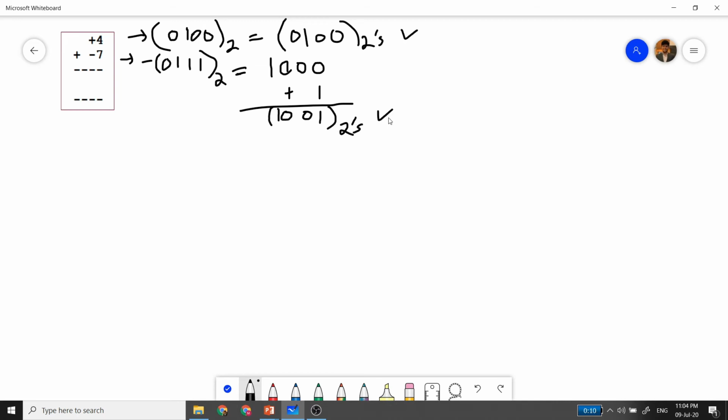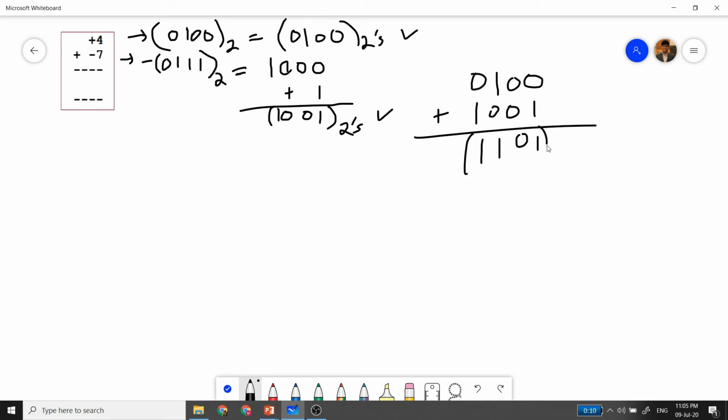this and this. 0 plus 1 is 1, 0, 1 plus 0 is 1. 1 plus 0 plus 1 is 1. This is my 2's complement form. So please pause this video and think if there has been an overflow or not. No, there has not been an overflow here. The first reason is when you add a positive number and a negative number, there can never ever be an overflow. So as you can see, this is a negative number. Let's convert it back to its decimal value.